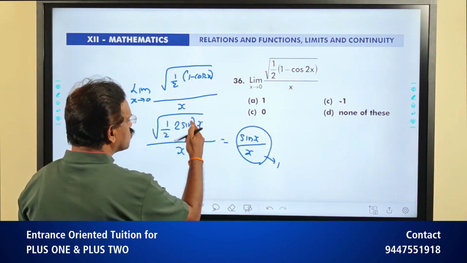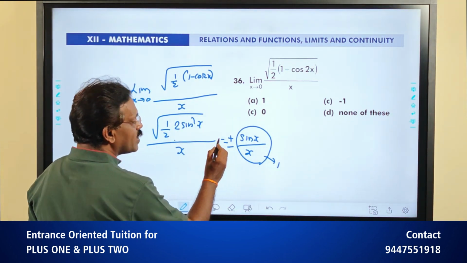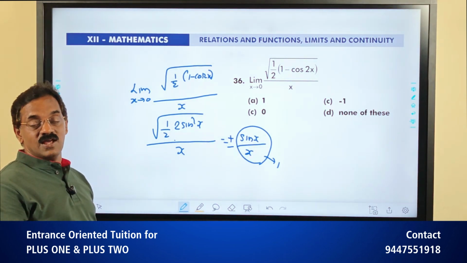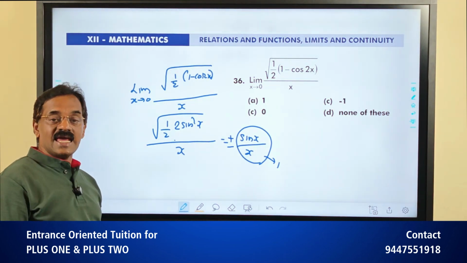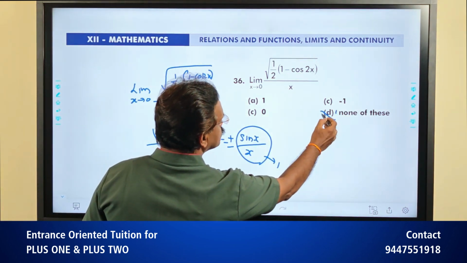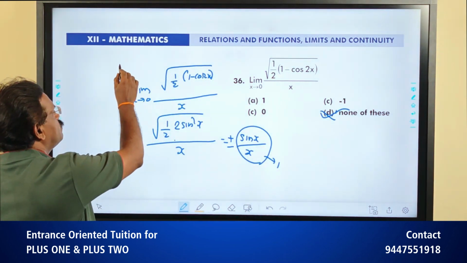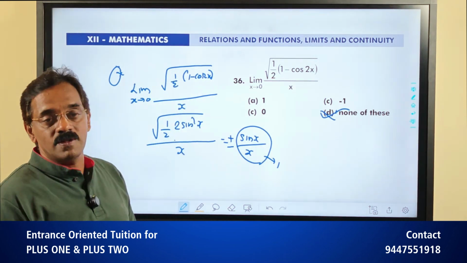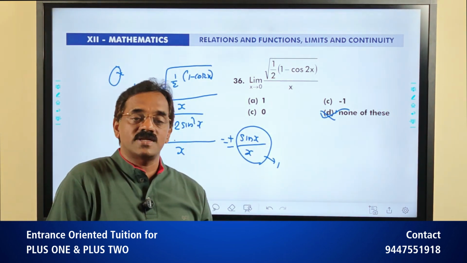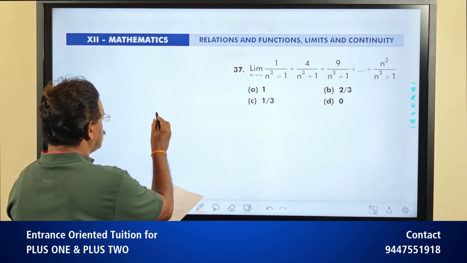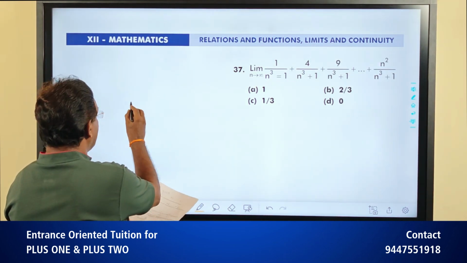Why? Because root of sin square x is plus or minus sin x. So the left limit will be minus 1, the right limit will be plus 1. In that case, the limit does not exist. So this is the answer to be selected. Please make a note on this particular question. Whenever these kinds of root problems are given, always remember that the root calculation will be plus or minus.